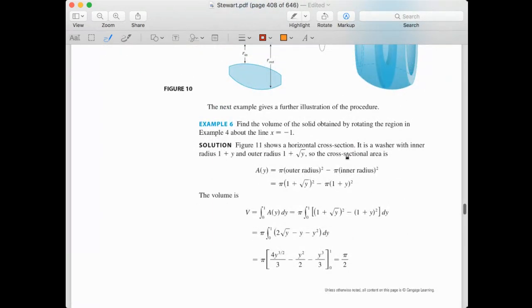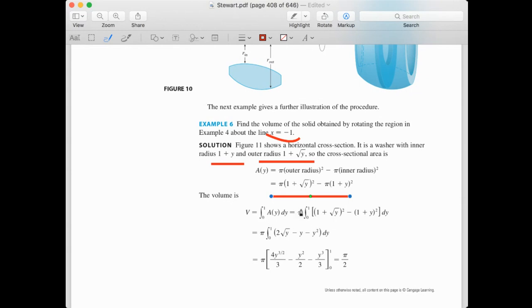So for a horizontal cross section, it's a washer with the inner radius of 1 plus y, or y minus -1. This 1 plus y comes from y minus -1. The outer radius is 1 plus square root of y, or square root of y minus -1, because the line of symmetry is x equals -1. So pi times the outer radius, big R squared, minus pi times the inner radius, small r squared. This becomes our integrand. Then the lower limit is 0, upper limit is 1.